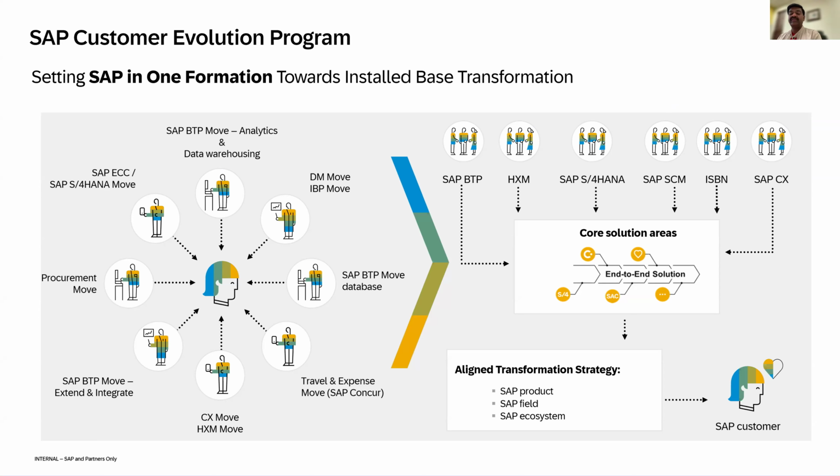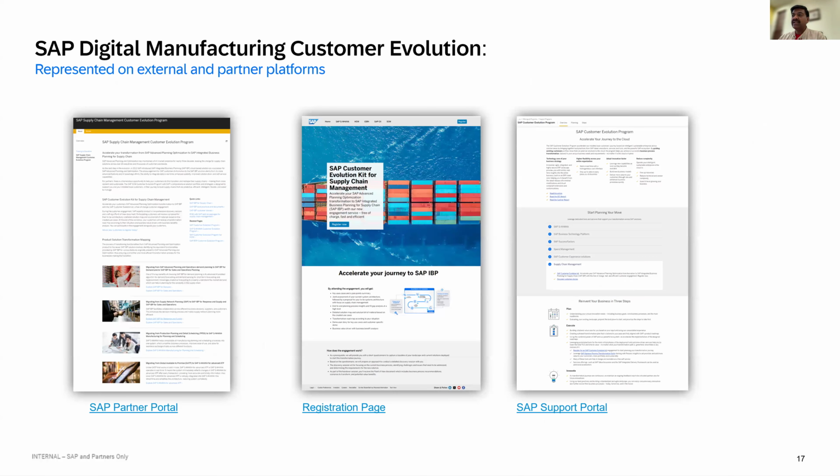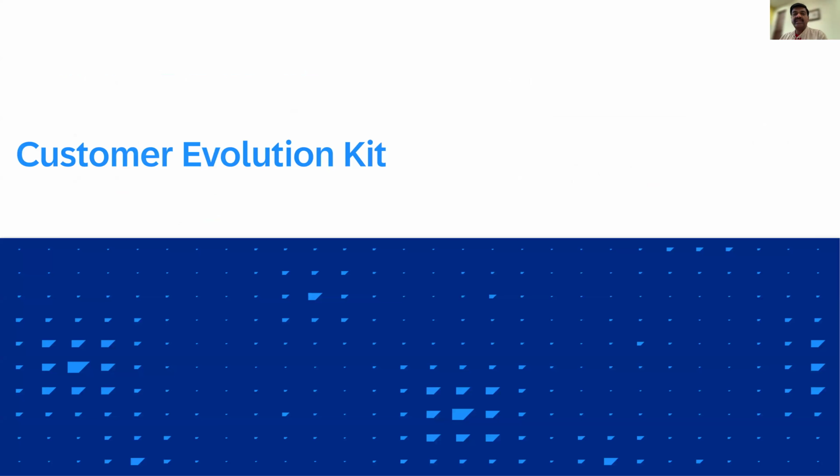On the left side, if they are in ECC or in old ME, MII, or any of the legacy systems which you may have, you have support already available. So there is a huge potential for all of our customers like you to get the support from us directly, which is free of cost, right? You have some portal links available, which can be shared here: support portal, partner portal to reach out to the partner, and the registration page if you need help from us. So we support basically a term called Customer Evolution Kit.